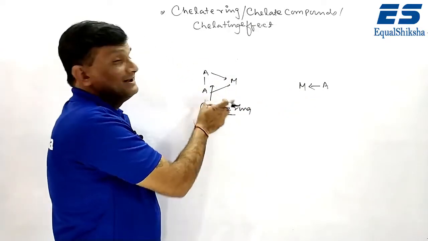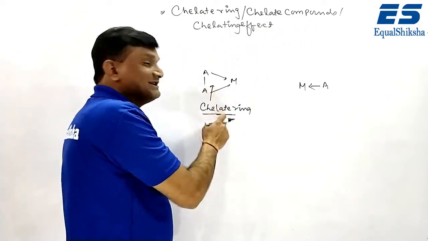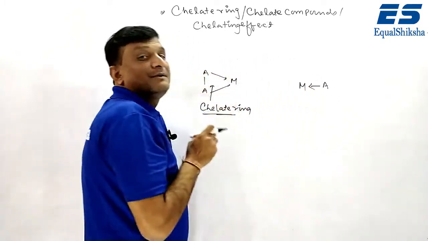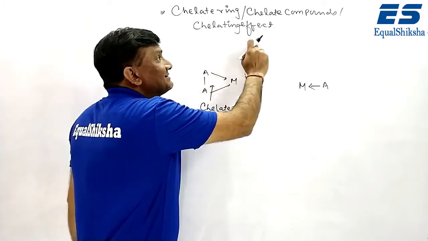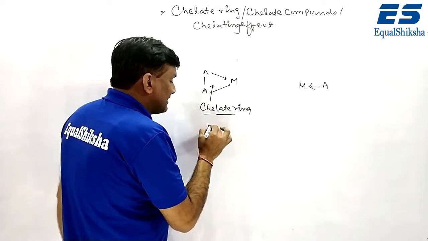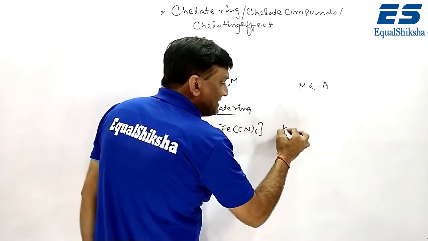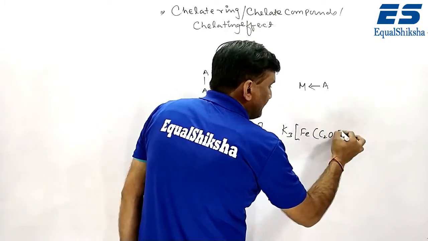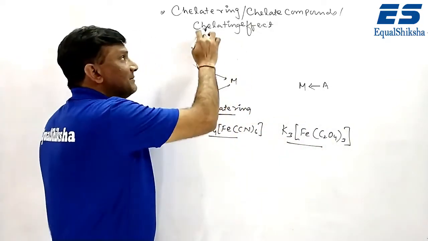So we can say that compounds which have a chelate ring are known as chelate compounds, and due to the presence of the chelate ring, they are more stable than compounds which have monodentate ligands. This effect of stability is called the chelating effect. How is it? We can take an example. Suppose there is K4[Fe(CN)6], and another example is K3[Fe(C2O4)3]. These two examples can explain the chelating effect.